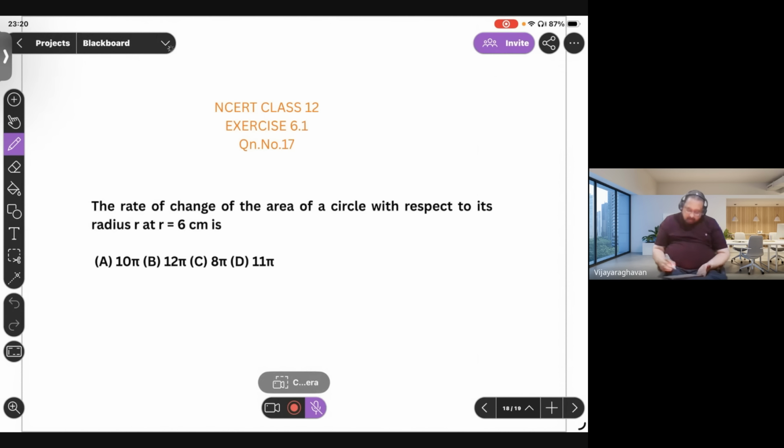Next. Okay. Change of area of circle with respect to radius. Nothing, already we are done with it. A equals pi r square. dA/dr equals 2 pi r. When r is 6, we have 12 pi as the answer.